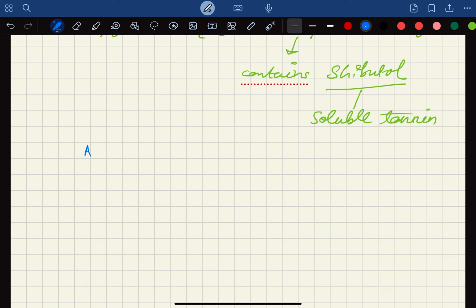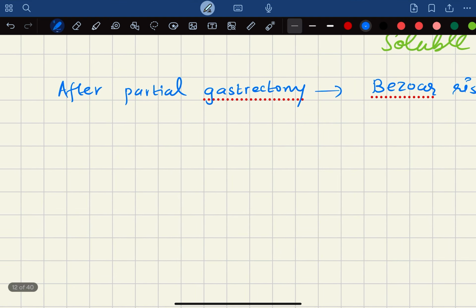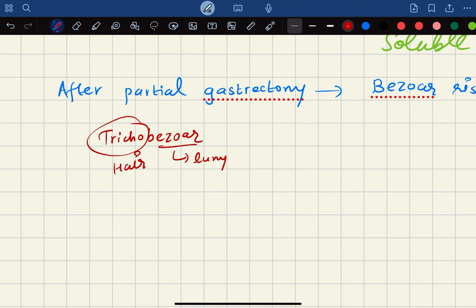So we will write this: after partial gastrectomy, bezoar risk is more. Now there is the trichobezoar condition that we have to learn. Trichobezoar: tricho means hair and bezoar means a lump of foreign body in the stomach.